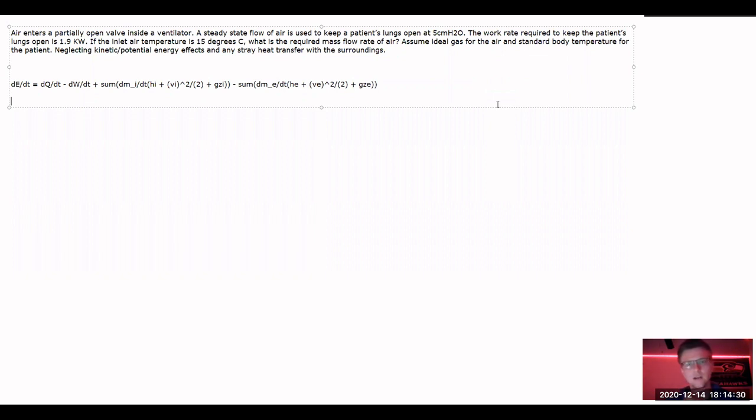Assume ideal gas for the air and a standard body temperature for the patient, neglecting kinetic and potential energy effects and any stray heat transfer with the surroundings. Okay, so we have a lot of assumptions that we're making here. We're going to start off with our energy rate balance equation.